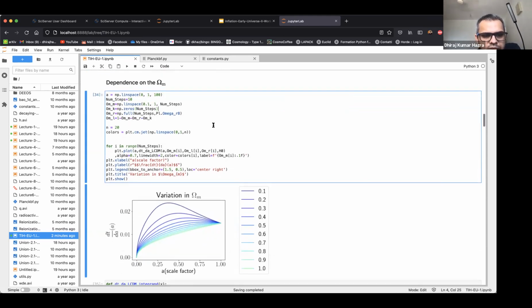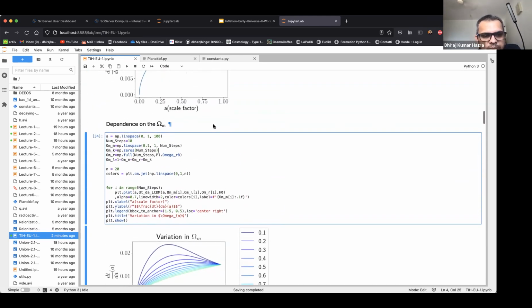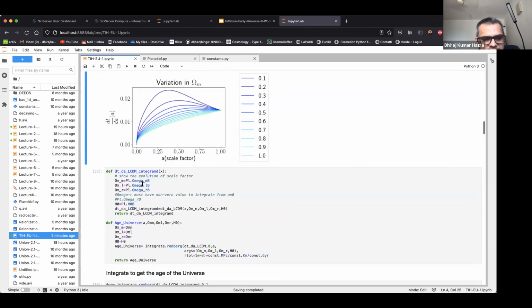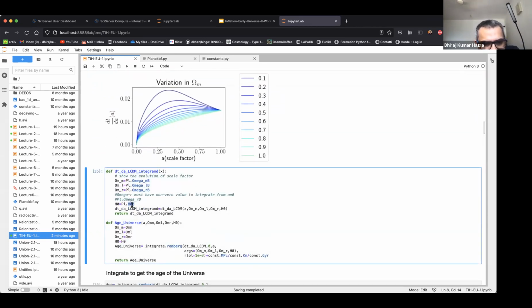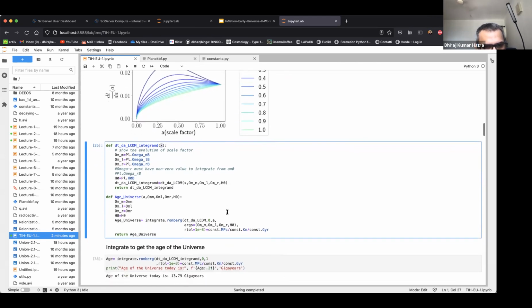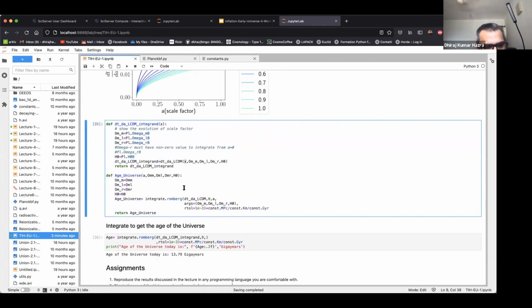Dependence on omega matter, as you can see, is when you allow omega matter to change when you are not using the Planck best fit. Then it looks like this. For example, here I have plotted different values of omega matter, and in different colors I have plotted the dt by da. Here the integrand is written once again, that uses dt da lambda CDM. It is simply a factor of a. So as you can see, this factor a is there. The age of the universe can be calculated at any particular a using this formula.